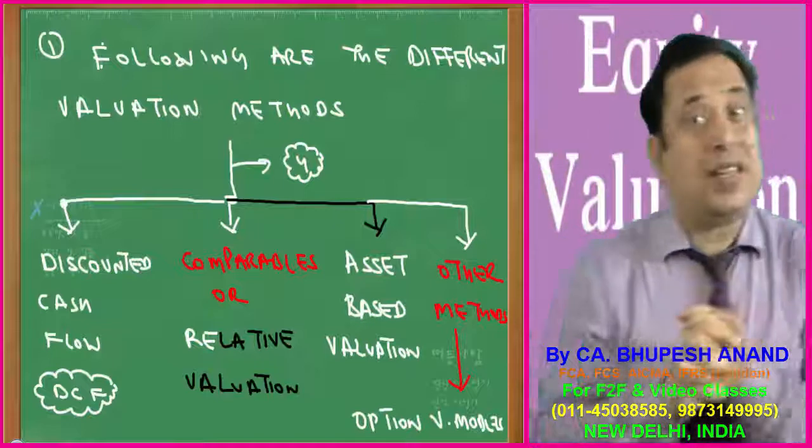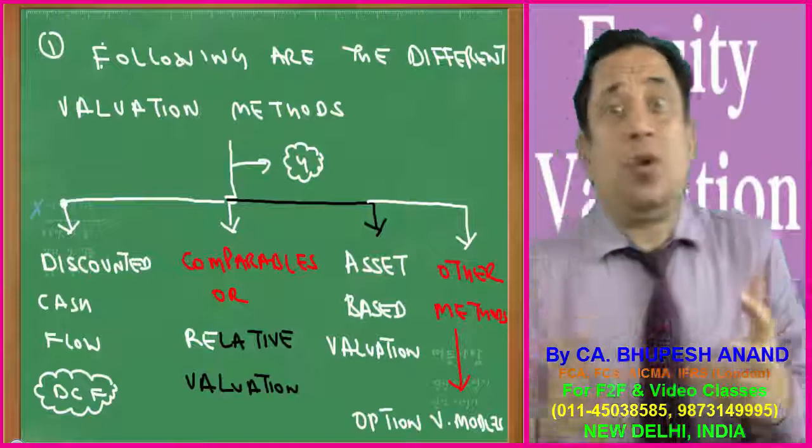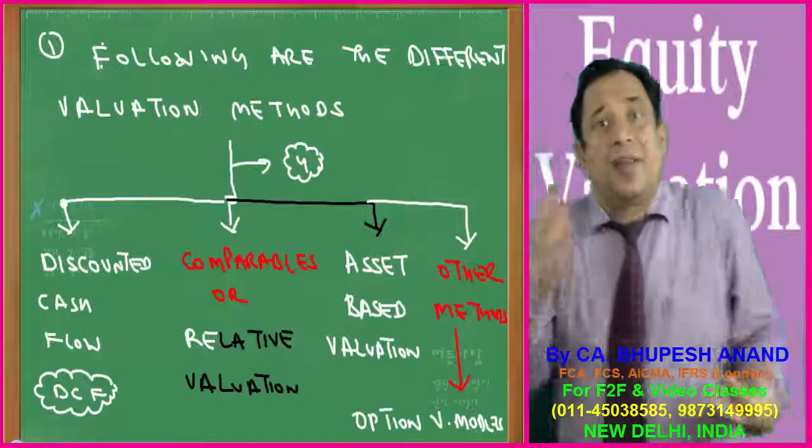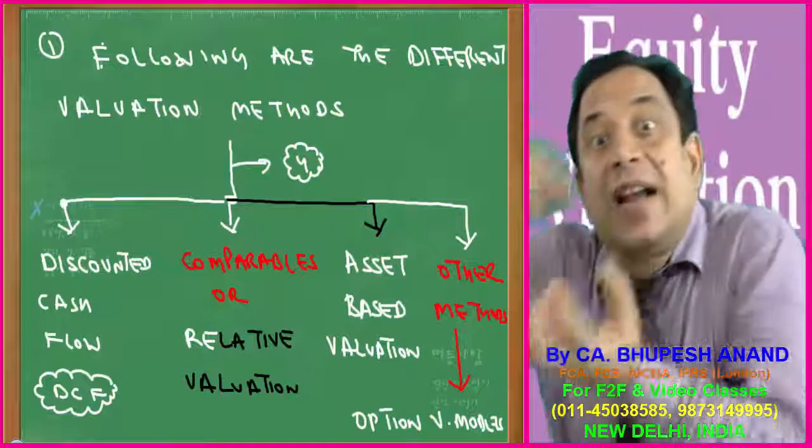So first point is, what is a value? Now there is a difference between a price and a value. Price is different and value is different. Okay, value is how much benefit we are getting by buying that.